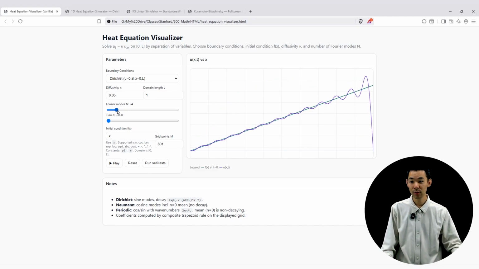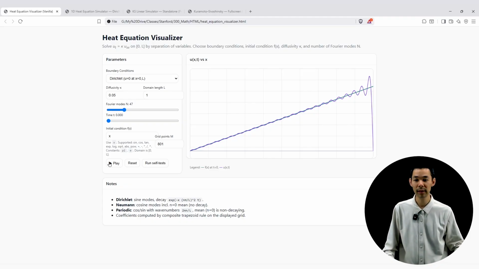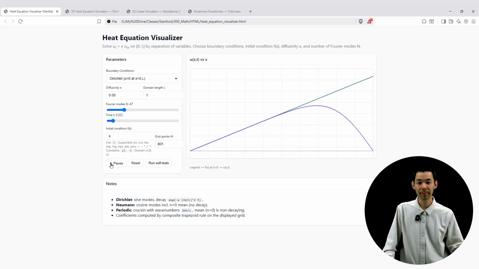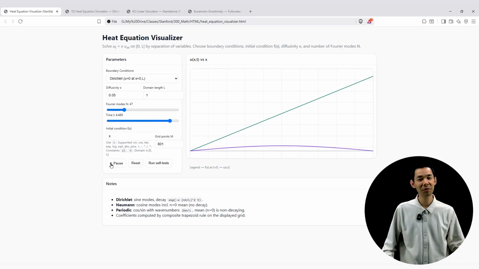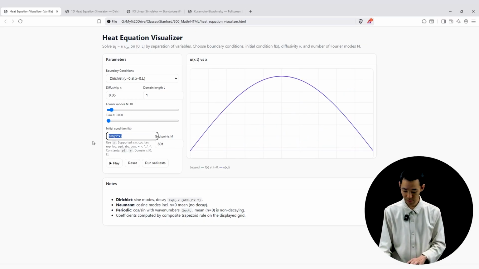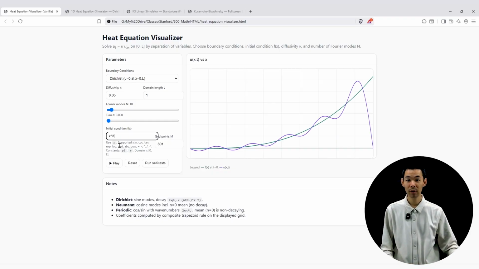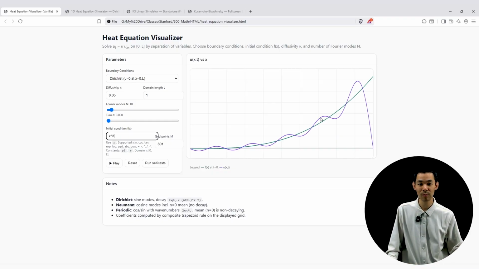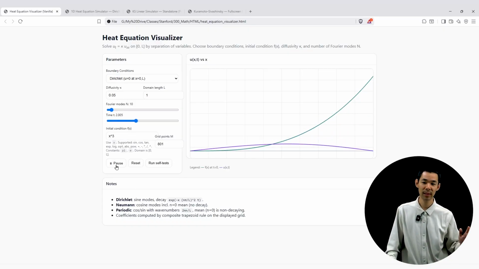So now I'm going to maybe choose a different mode. I'll go to mode of 47. So the initial condition is better approximated. And I'm going to press play. Okay? That's just the 1D heat equation. And you can do other things. Let's change this to x cubed. Okay, here we go. So this is x cubed shown in green, and this purple approximation is the Fourier series. Press play, and it just diffuses out.